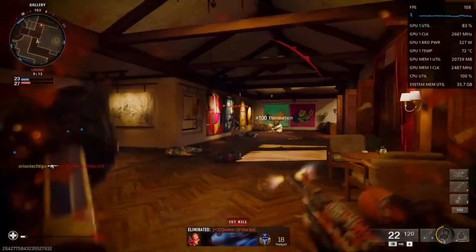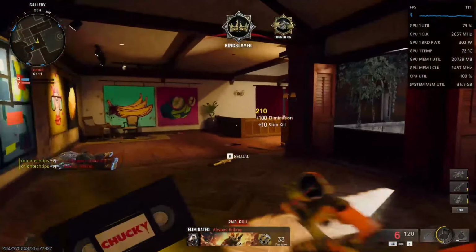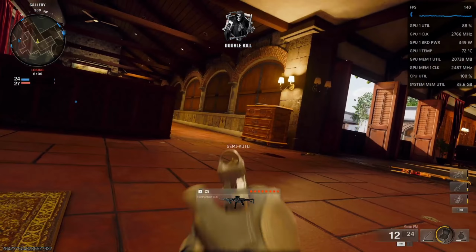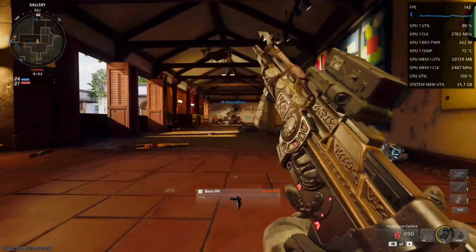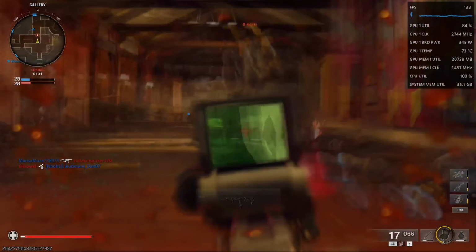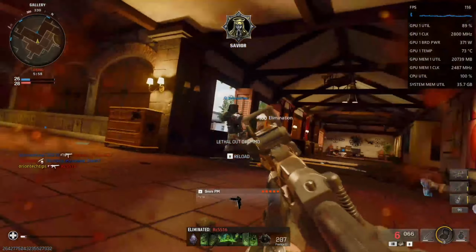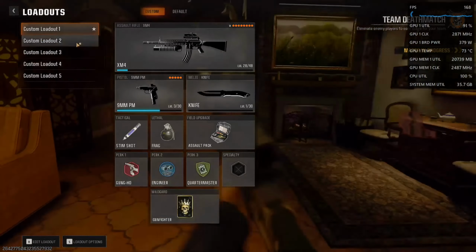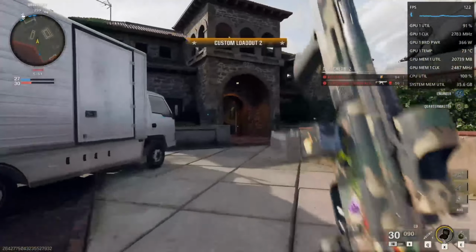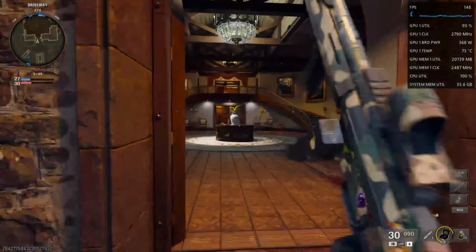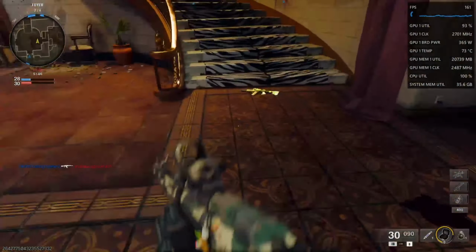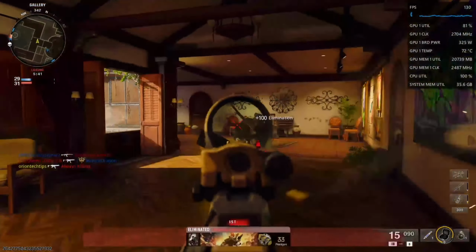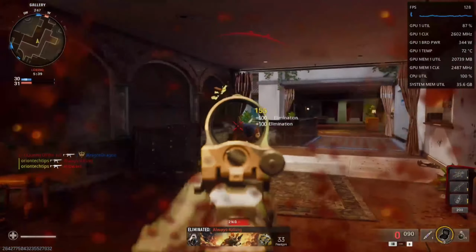Now, let's discuss the numbers. I currently have the average frames per second, and not just the numbers, but also a graph, so you can see all the dips and spikes, the GPU utilization, the GPU clock speed, the GPU power consumption, the GPU temperature, the GPU memory utilization, and the GPU memory clock speed, CPU usage. That's foreshadowing that we are CPU limited, indeed, as well as the system memory usage.